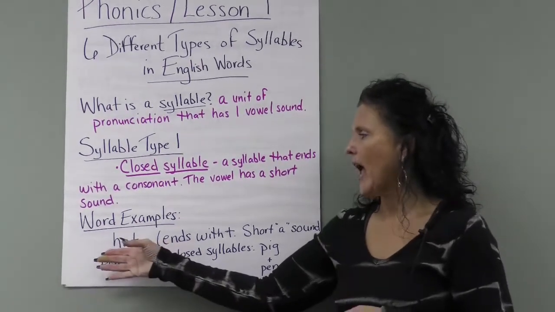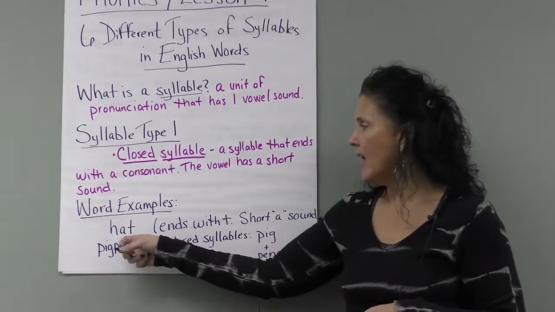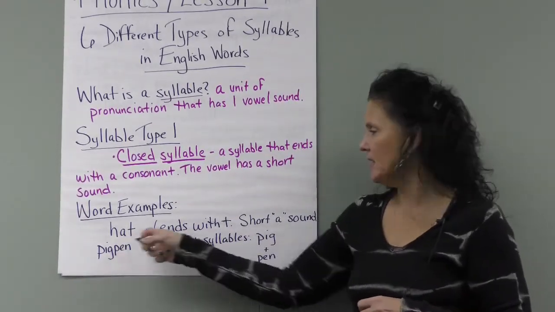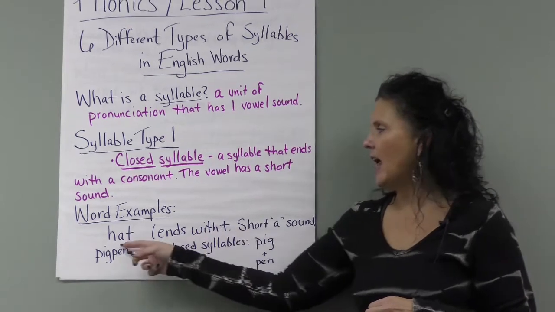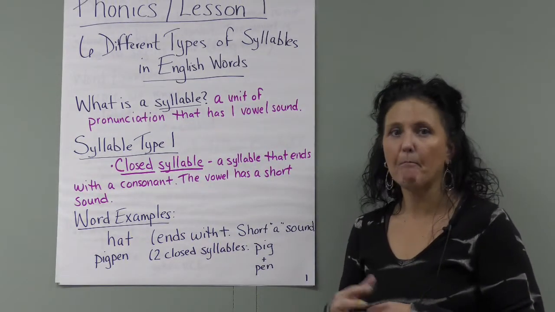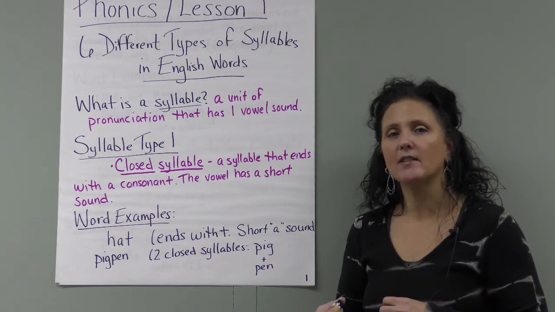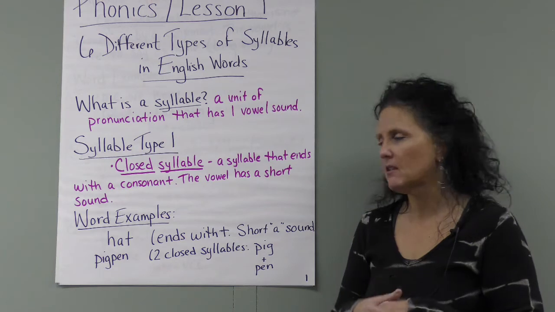If we look at the word hat, the word hat has one syllable. It ends with a consonant, that would be the T. See, it ends with T, and it has the short A sound. Hat, cat, a bat. All of those have the short A sound and end with a consonant, meaning they are a closed syllable.